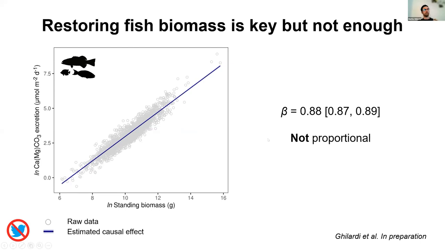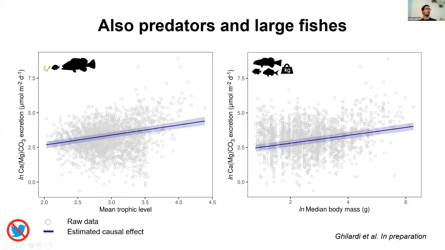So from a conservation perspective, this means that if we are to enhance this ecosystem function, restoring fish biomass is a key factor, but it's not enough. And we need also to, for instance, restore large fishes and those at high trophic level, so large predators, because they contribute disproportionately to this function. Indeed, we found that the fish community structure, and particularly the trophic structure and the size structure, are the strongest driver of carbonate excretion after biomass.